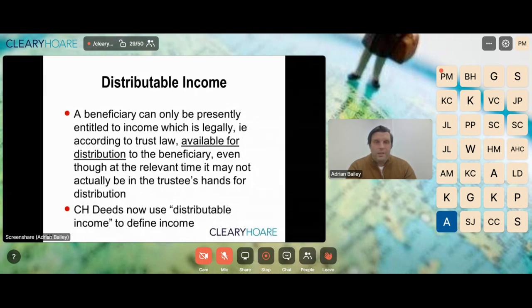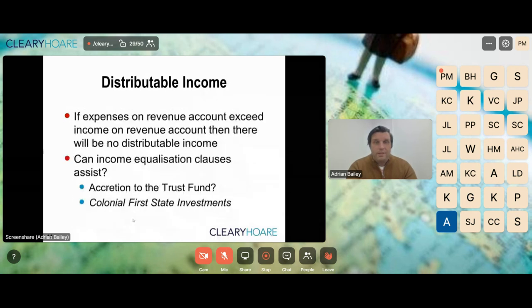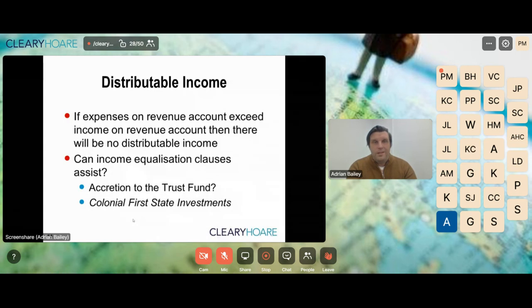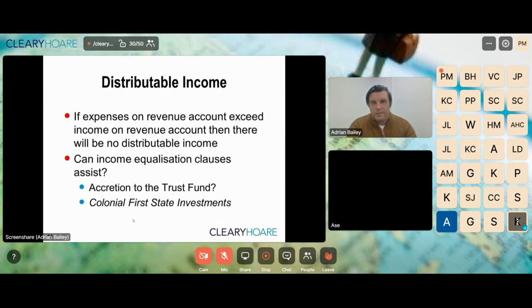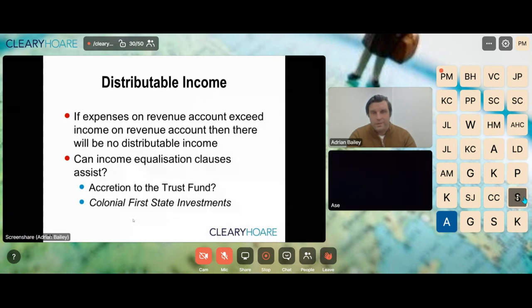The reason for using that definition is it tries to overcome some of the scenarios where we have differences between income for tax purposes, income in accordance with trust law purposes, and whether the funds are actually there to be distributed or not. With that, in terms of how we work out what the distributable income is, there still can be some issues. For example, what would happen if the expenses on our revenue account exceed income on revenue account, and there will be no distributable income? Well, the reality is that under trust law, we cannot distribute anything because we have nothing to distribute.